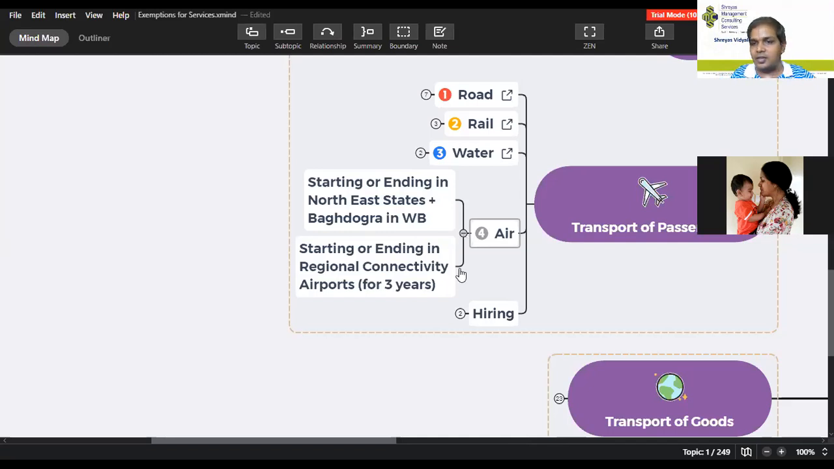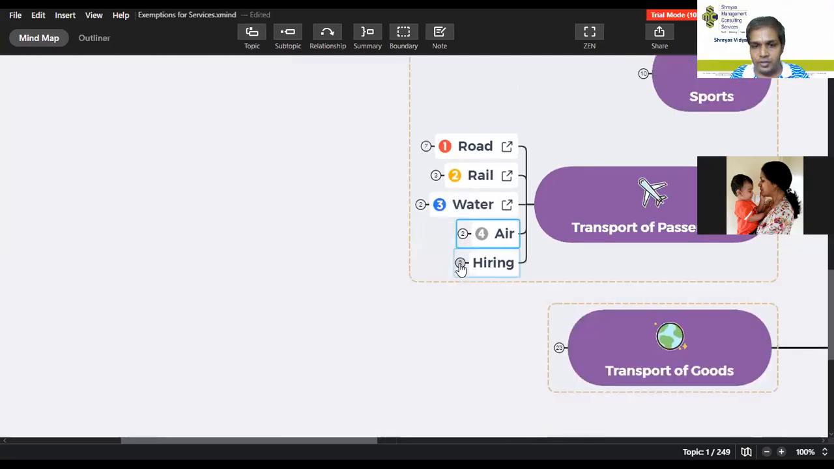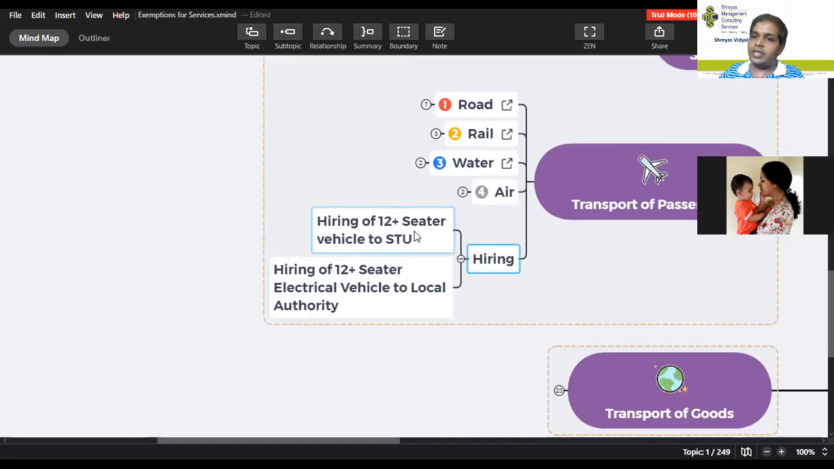Then the last point is hiring to these transporters. The government is saying that if you are hiring out a 12-seater vehicle to, let's say, a transporter, STU means state transport undertaking. For example, in Tamil Nadu, the transportation is carried out by Metropolitan Transport Corporation, Madurai Transport Corporation, Tiruchi Transport Corporation. Like that, the government undertakings are doing this bus transport. So if you have a bus and you give it on rent to these undertakings, it is exempt from GST. That's what they are saying. One more point they have added in a recent amendment: hiring of 12-seater electric vehicle to panchayat or local authority.